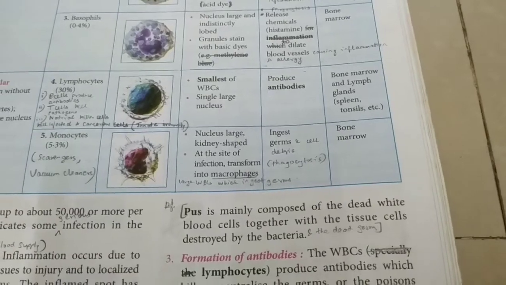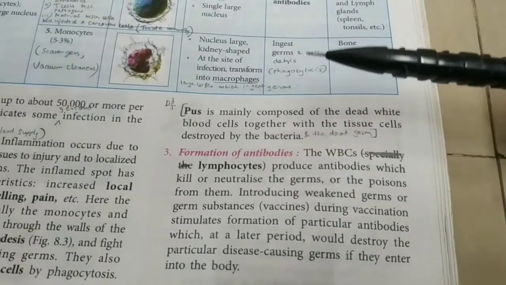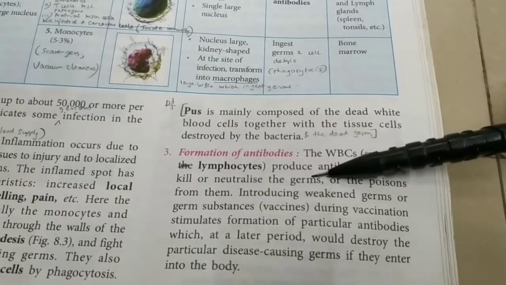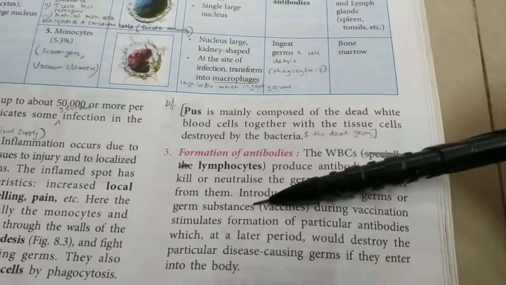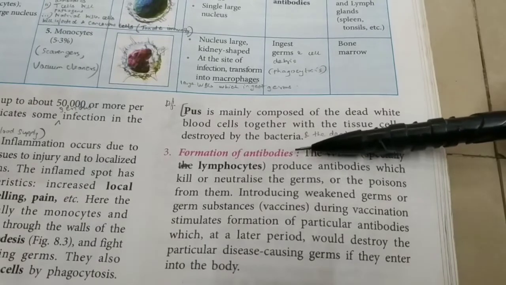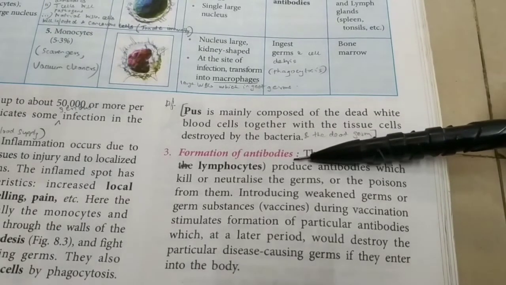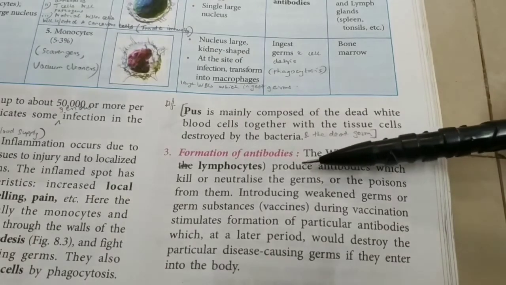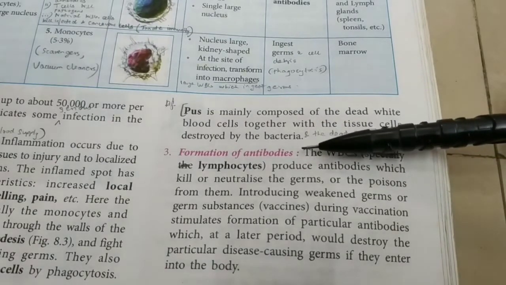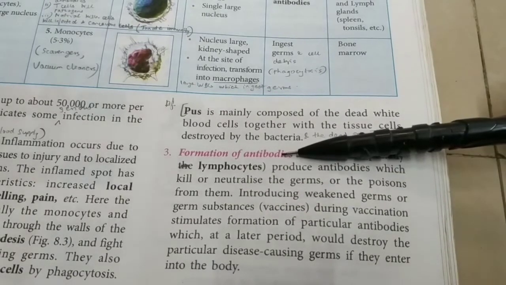The third function is formation of antibodies, particularly by lymphocytes, which are a kind of WBCs. They produce antibodies which can kill or neutralize the germs or any poison from them, which is done by an antitoxin. These antibodies give us immunity. In fact, if we introduce these antibodies in our body, that is called vaccination. Or if we introduce some germ substance to induce the formation of these antibodies in the body, even that is called vaccination.